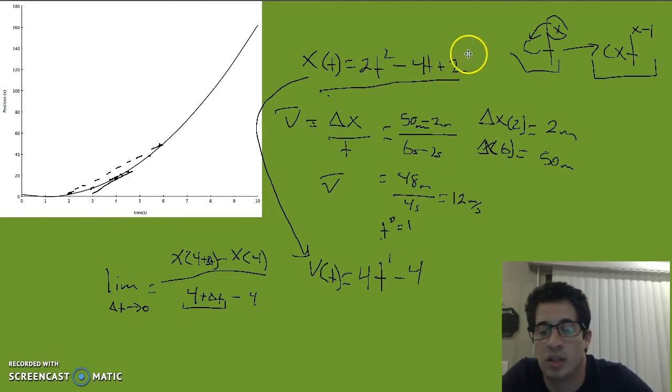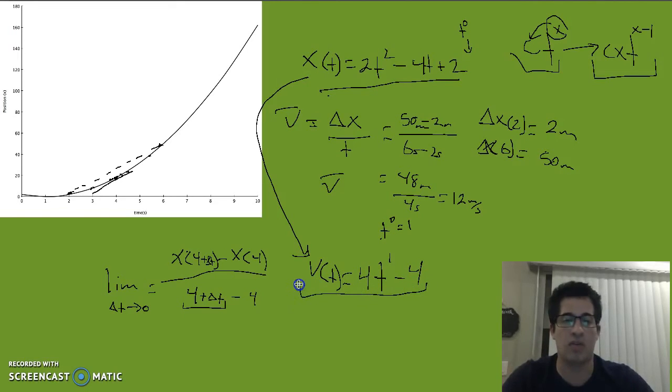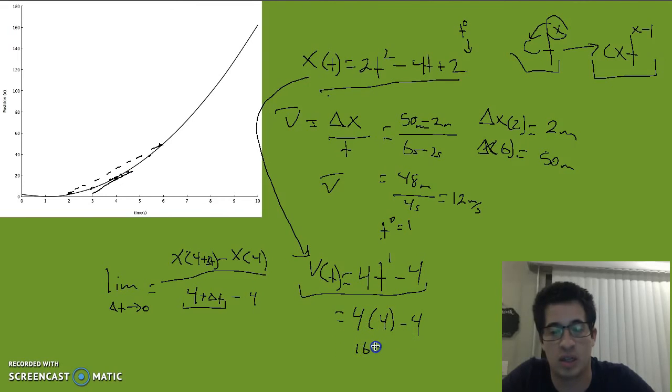And then finally, in this instance right here, we have 2 times, there is no t here, but it's as if there's a t to the 0 power next to it. Well, 0 times 2 is 0, so that term disappears. And so now we have a function for the velocity. Okay, and so if we wanted the velocity at 4 seconds, we could substitute in 4 times 4 minus 4, so 16 minus 4 gives us 12 meters per second. Okay, and in this instance, we actually have the same value for average and instantaneous velocity based on that region we chose for the average velocity.